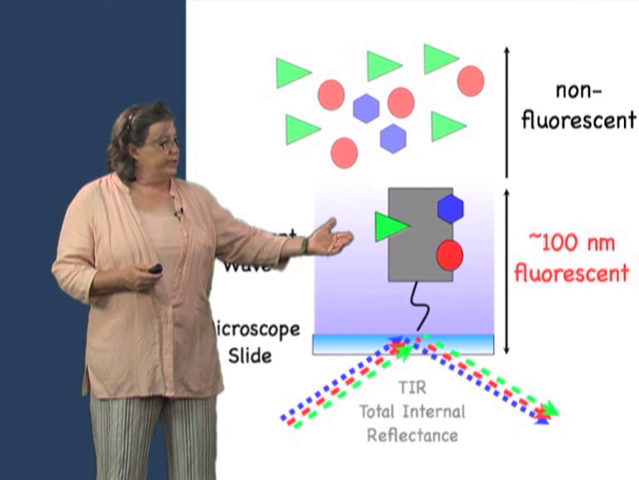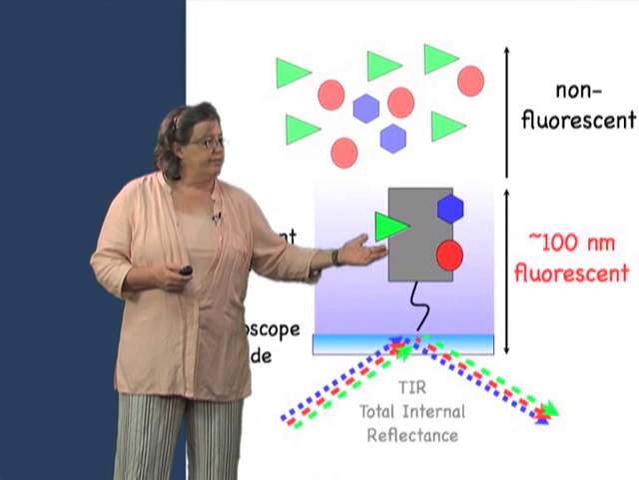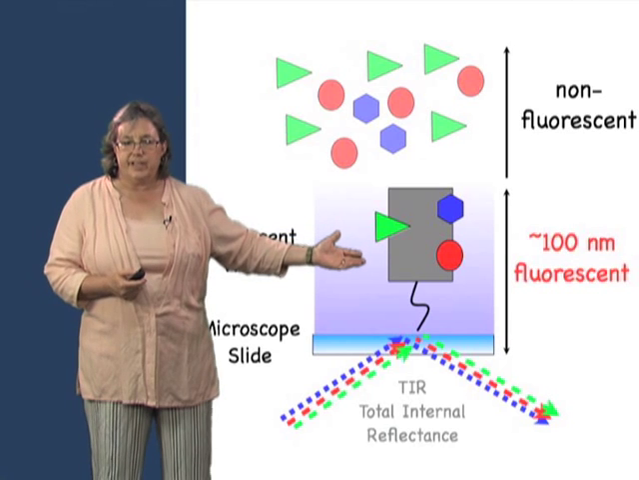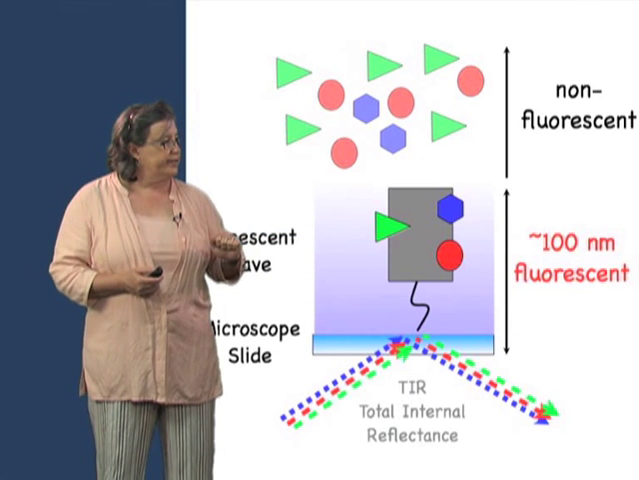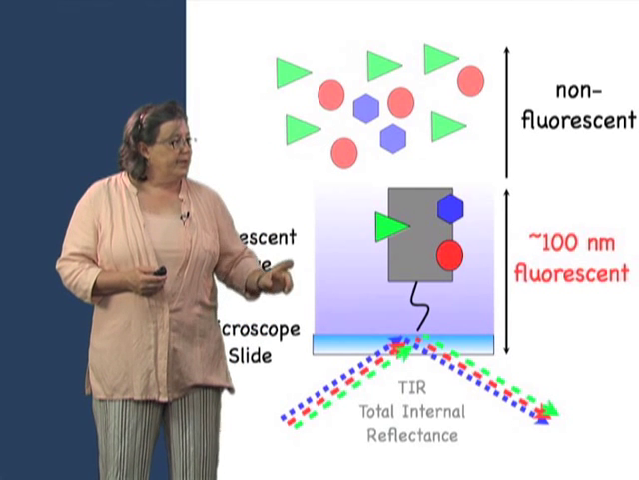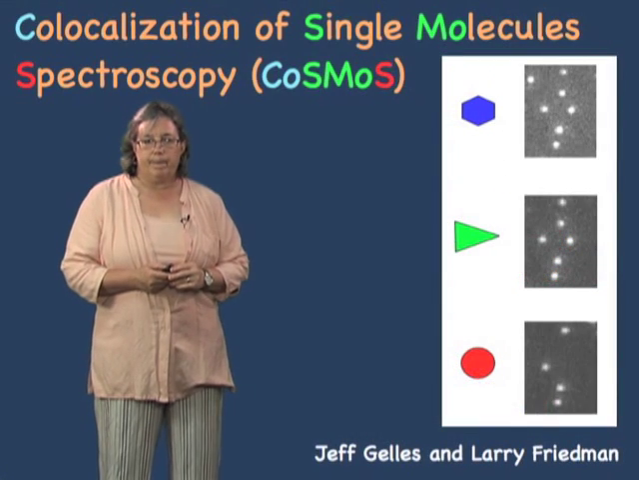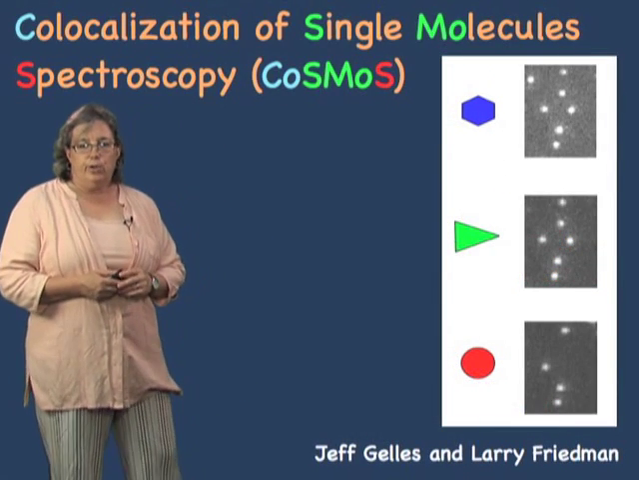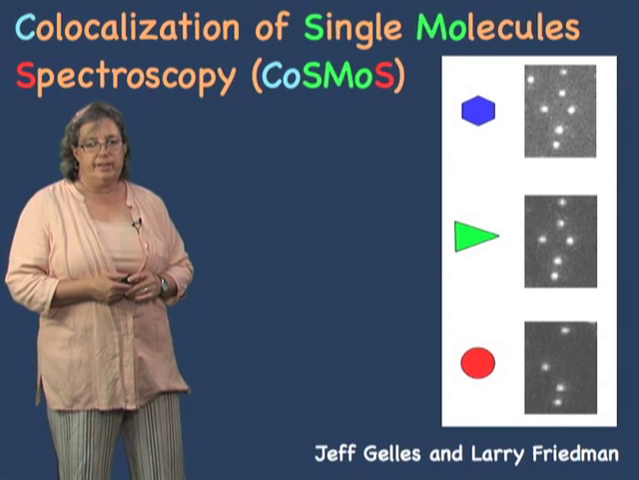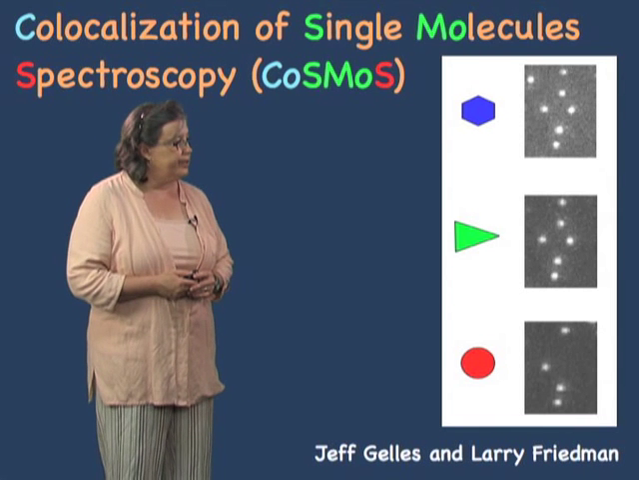So we can use this to then ask for anything that's tethered to the surface, what different colored molecules at any one time are associated with the molecule that's tethered to the surface. So let's just see how this looks. Imagine you're looking down on this surface, and we're going to be looking at the molecules on the surface. We call this technique colocalization of single molecule spectroscopy, or CoSMoS. This technique was pioneered by Jeff Gelles and his co-worker Larry Friedman at Brandeis University.